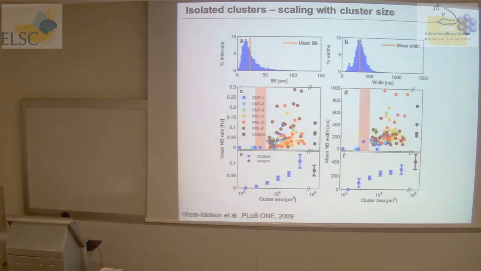Yes, so we didn't check the percentage, but there are excitatory and inhibitory synapses. Before, I showed an image with all of them. And in terms of excitatory and inhibitory neurons, the ratio in those cultures is about 1 to 4.